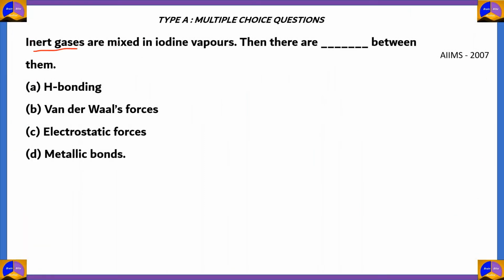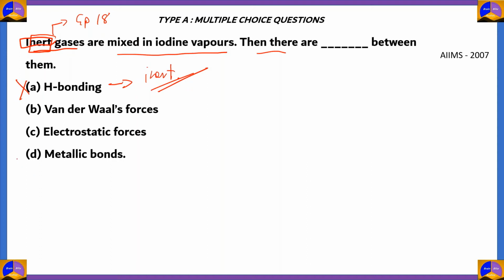Next question. Inert gases are mixed in iodine vapors. Then the bonds that are present between them are A, hydrogen bonding, B, van der Waals forces, C, electrostatic forces, D, metallic bonds. So the important thing to note here is that these are noble gases of group 18 and they are inert. And that has a long way to go in identifying what forces are present between them. When it comes to option A, hydrogen bonding, this cannot occur because again, the inert gases are inert. They do not bond with hydrogen. So therefore, option A is incorrect.